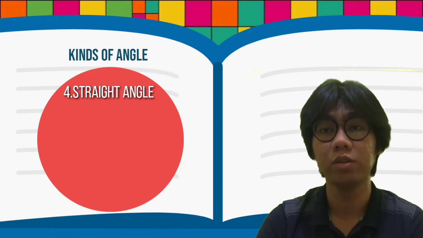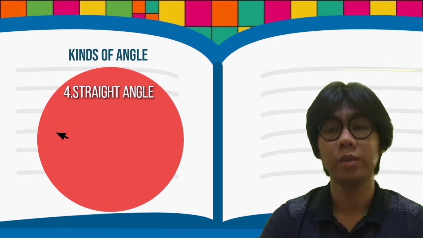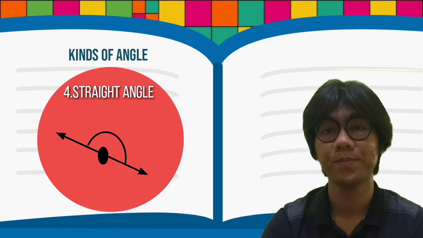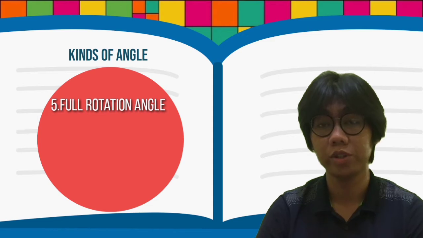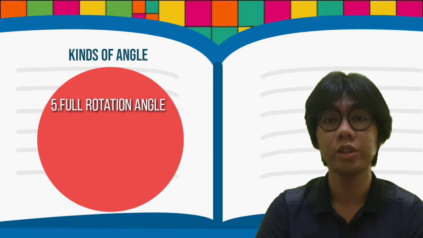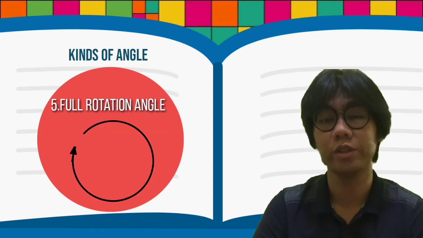Next, triangle. Triangle is an angle whose measure is exactly 180 degrees. This is the example for triangle. Then we have full rotation angle. Full rotation angle is an angle whose measure is exactly 360 degrees. This is the example for full rotation angle.